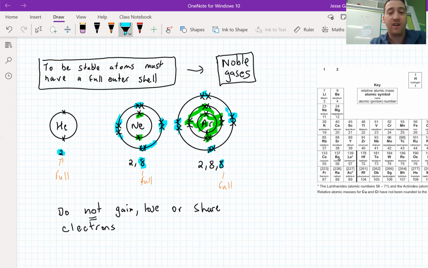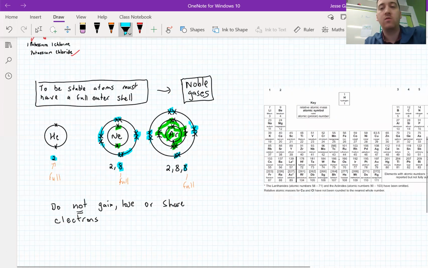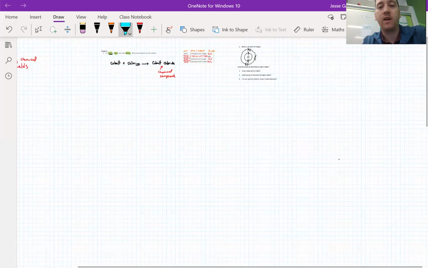So the key thing here is that atoms and elements react to try and be like these guys. These guys are really, really stable because they've got a full outer shell. That's a really, really important idea, okay? All right, let's do some questions on that now.